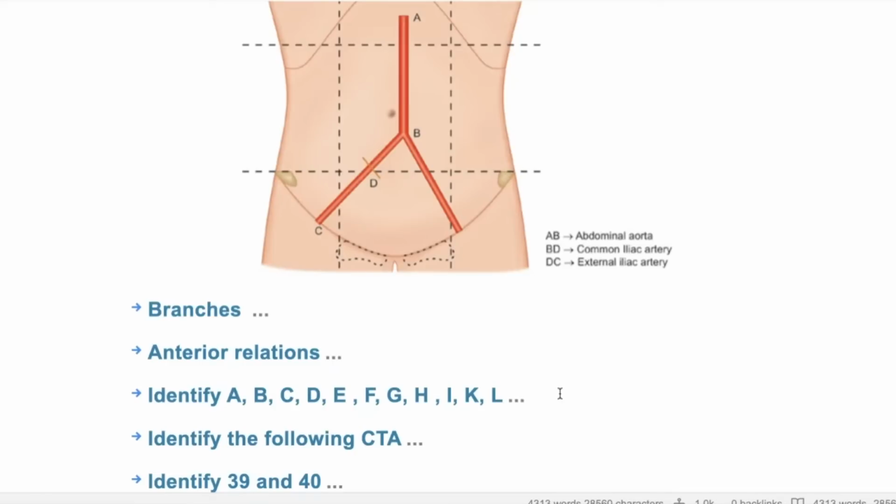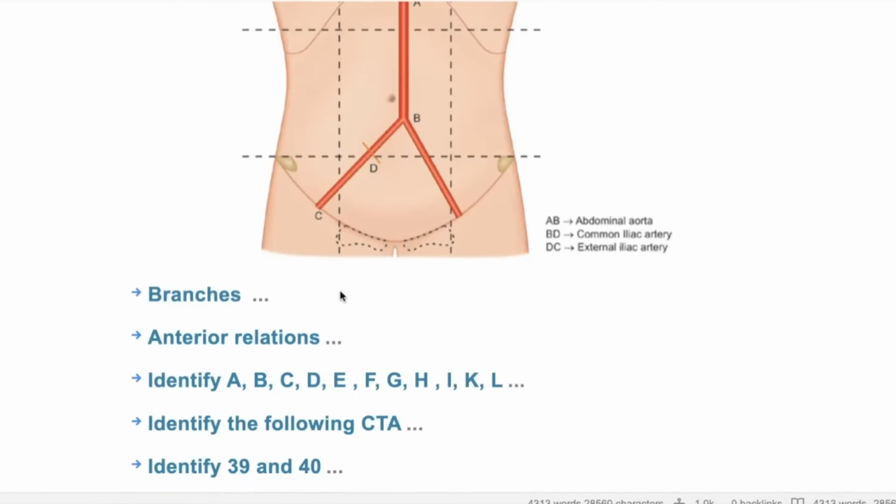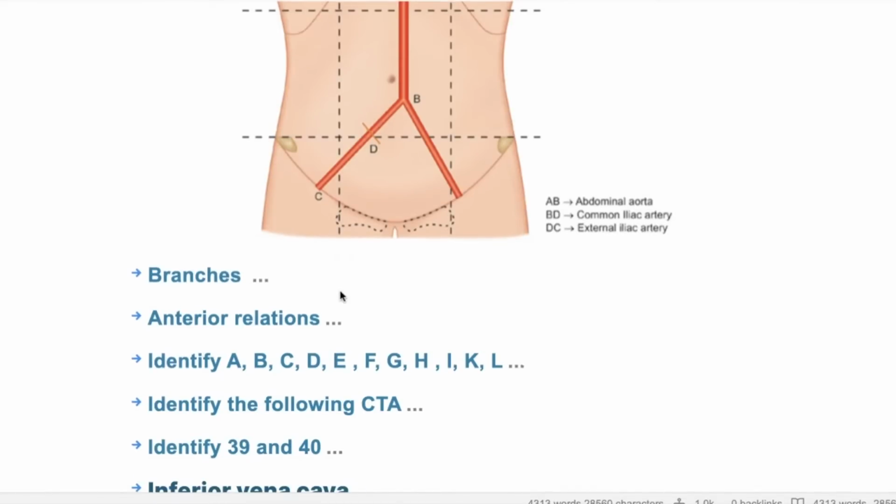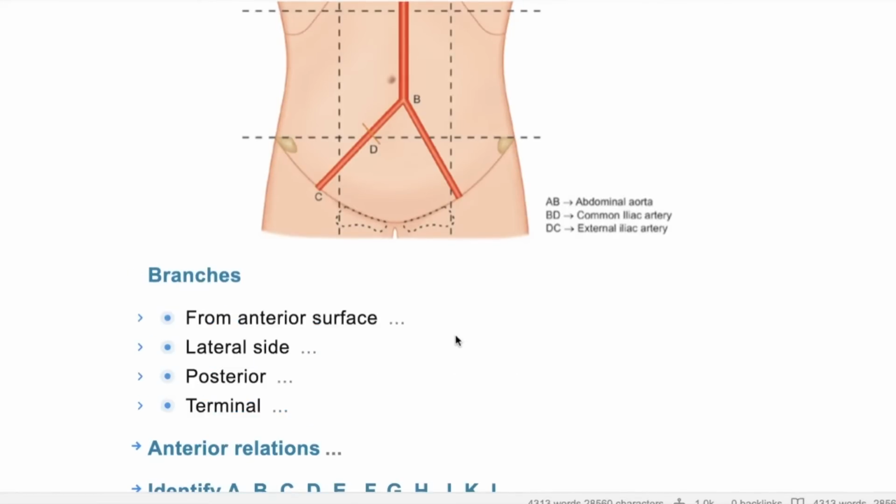And L4 will be the unpaired posterior branch, which is the median sacral artery. And also there are lumbar branches from L1 to L4, also posterior branches. Okay, sounds good. So everybody has their own way. To be honest, I prefer branches from the anterior surface, from the lateral side, from the posterior surface, and terminal branches. Okay, it's really up to you. What you said is absolutely correct. I agree with you, but I think I prefer this way.